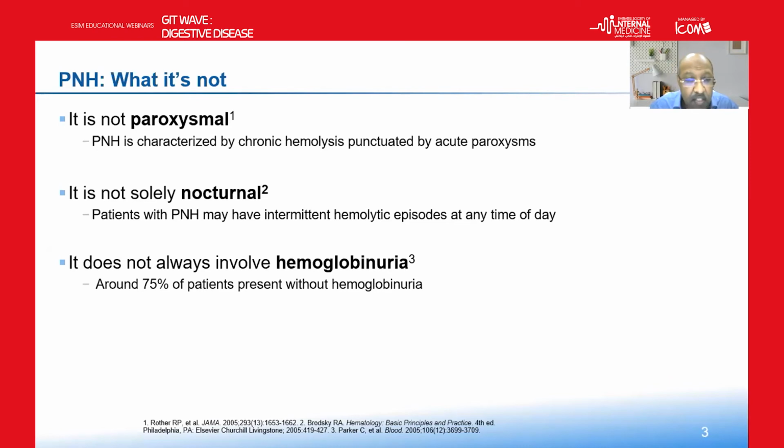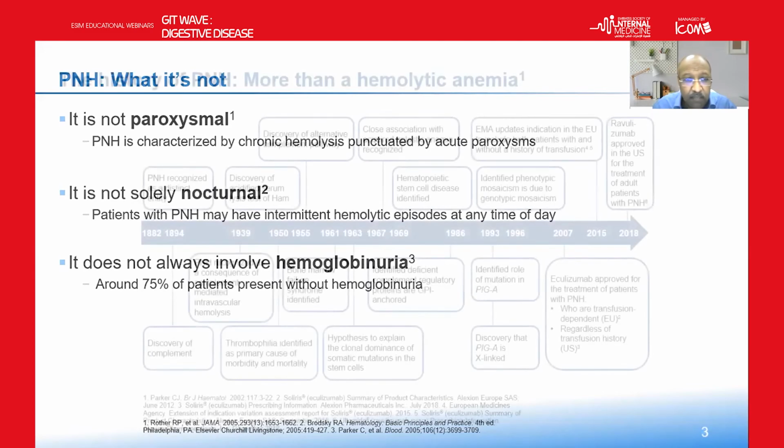It's not only hemoglobinuria. 75% of the patients present without hemoglobinuria. I've seen patients presenting only with mild anemia or thrombocytopenia or pancytopenia. So it's not only hemoglobinuria.